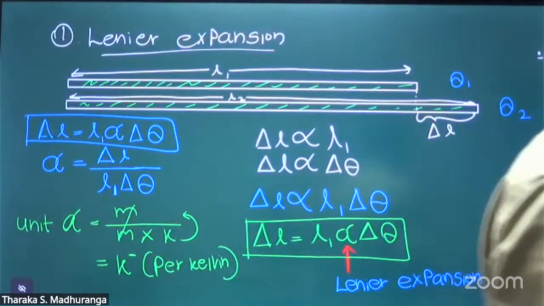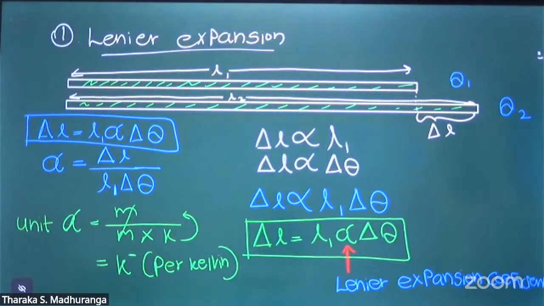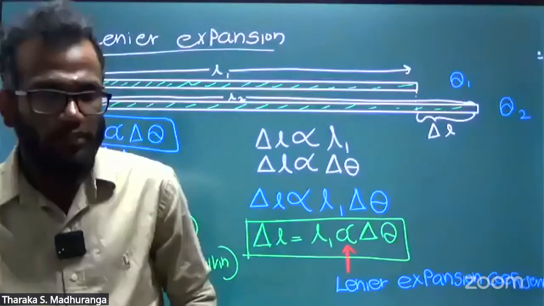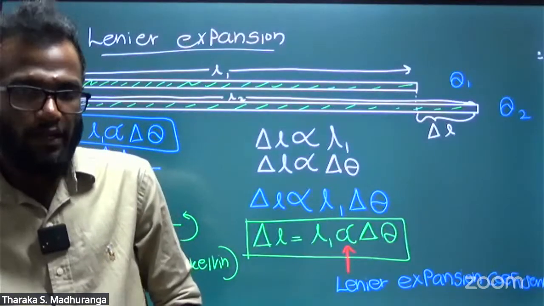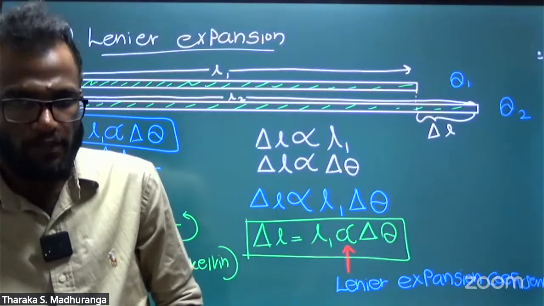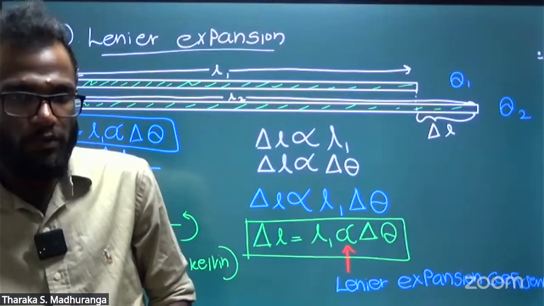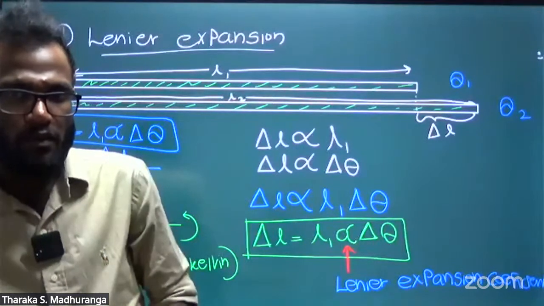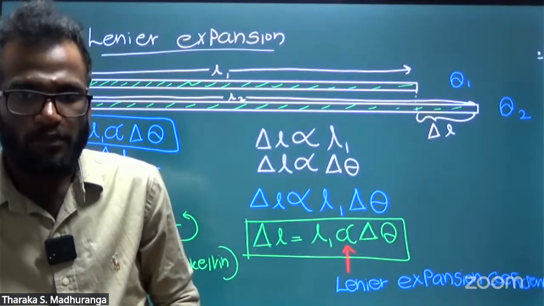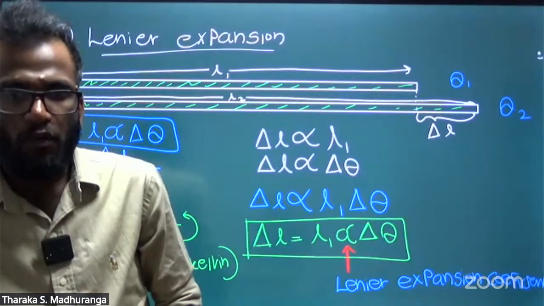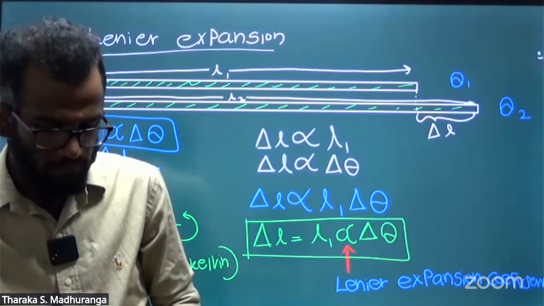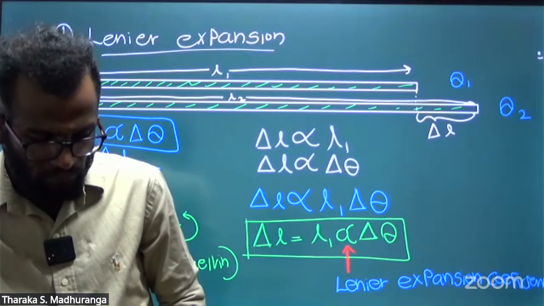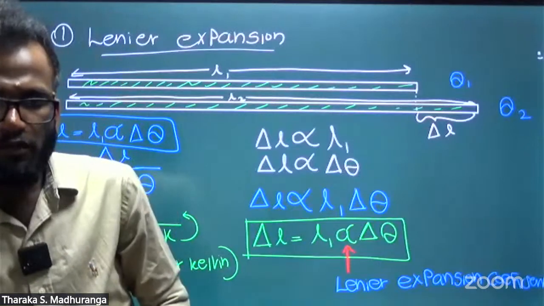When we increase the temperature by 1 degree, where 1 degree means 1 Celsius, of unit length of any substance, the length increasing amount, within bracket delta L, is called the linear expansion coefficient of this substance.